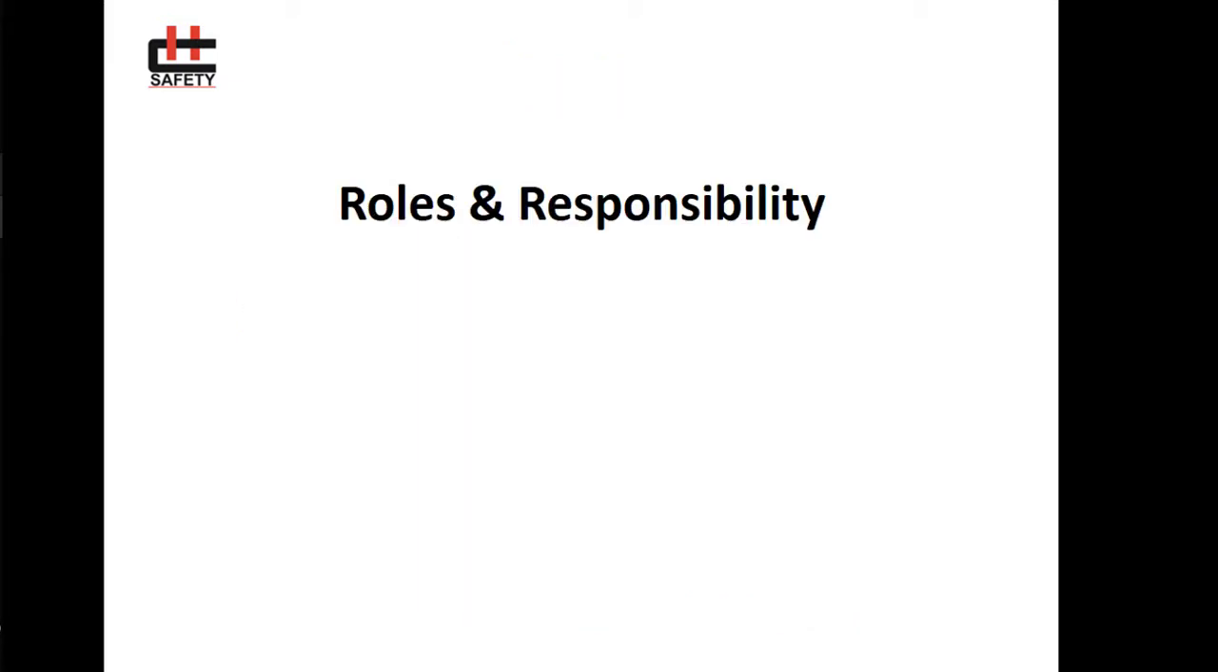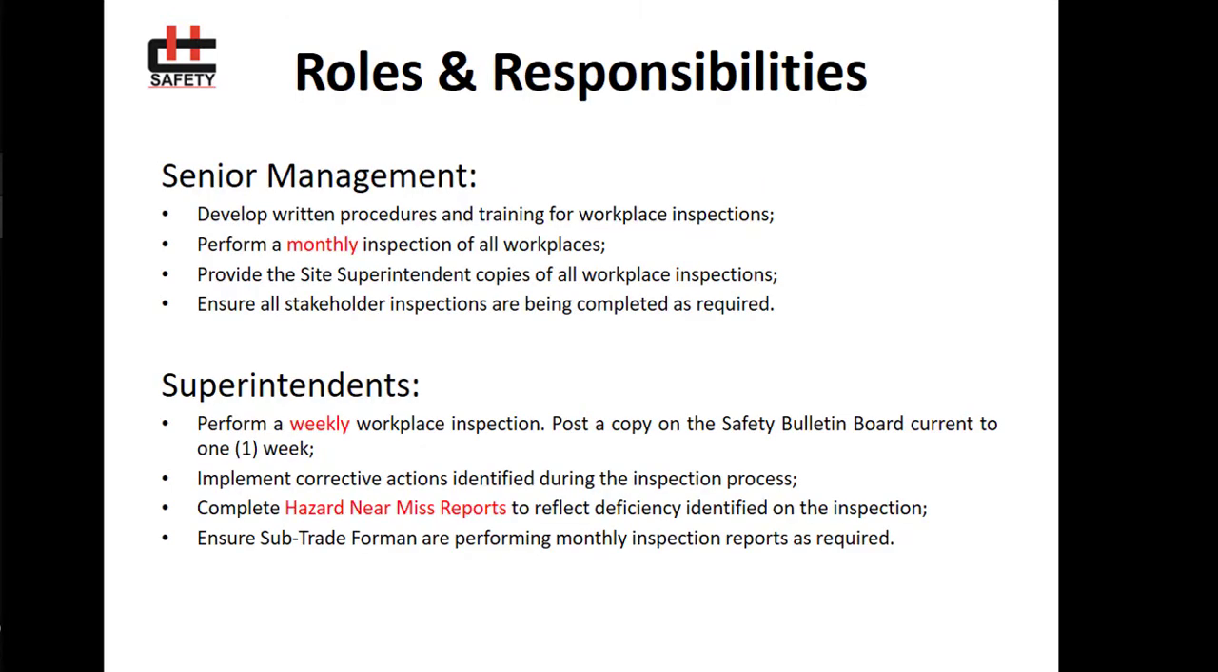Roles and responsibilities. At Harbridge and Cross, there are no free lunches. Everyone has a job to do. Senior management is responsible for developing written procedures and training for workplace parties to show them how to complete a workplace inspection. Senior management is responsible for completing a monthly workplace inspection of all job sites, providing the site superintendent copies of all workplace inspections that they complete, and ensuring that all stakeholder inspections are being completed as required.